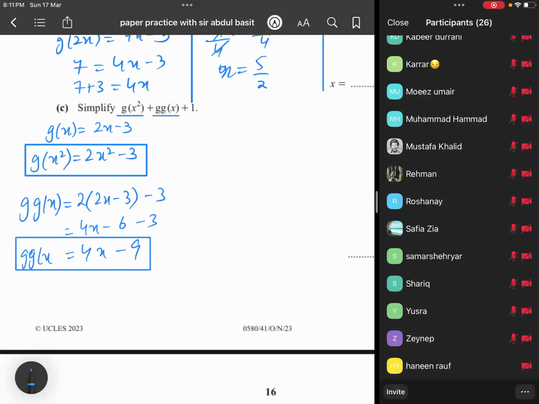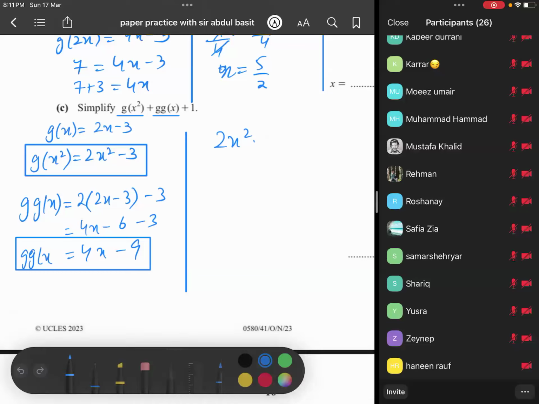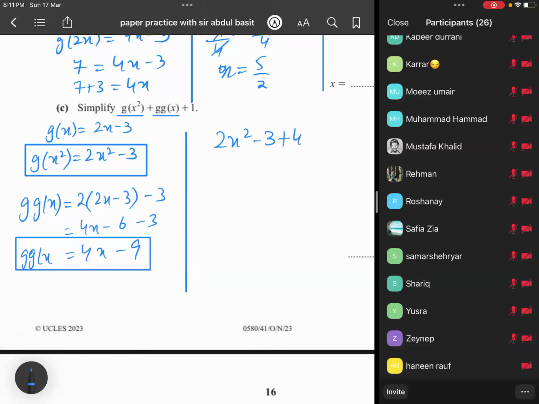Now they said add these two plus 1. Okay, doing it. 2x square minus 3 plus 4x minus 9 plus 1. 2x square plus 4x, minus 3 minus 9 is minus 12. Minus 12 plus 1 is minus 11.